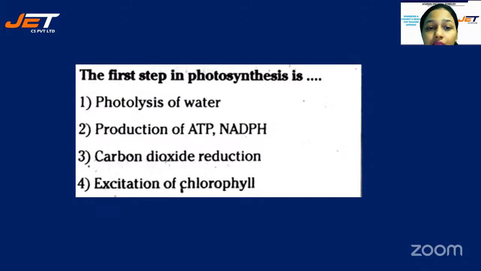The first step in photosynthesis is: photolysis of water, production of ATP or NADPH, carbon dioxide reduction, or excitation of chlorophyll. You have to tell which is the first step of photosynthesis. Come on, students, quick, your time is running very fast.